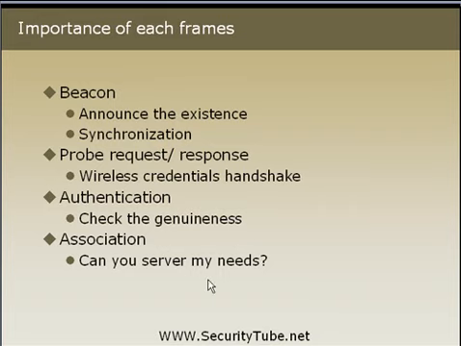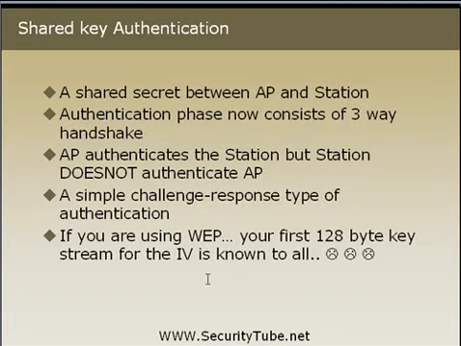Let's go ahead and see shared key authentication. In shared key authentication, there is a shared secret between the AP and the station. The authentication phase now consists of a three-way handshake. The AP authenticates the station, but the station is not authenticating the AP. So if someone is spoofing the AP, or falsely saying that they are the AP, the client cannot come to know whether it is talking with the actual AP or not.